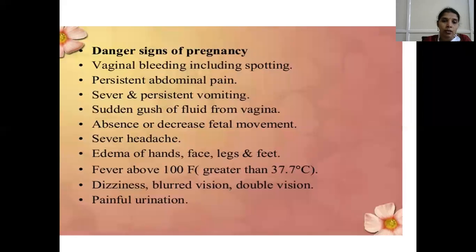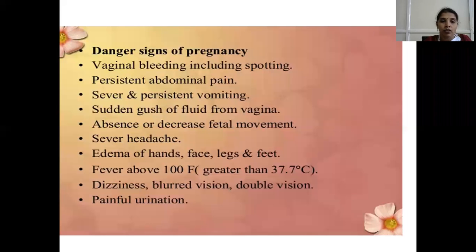Severe and persistent vomiting, hyperemesis gravidarum, is also one of the things to rule out any other abnormalities. Sudden gush of fluid from the vagina, to rule out premature rupture of membranes, which will give a preterm baby and prematurity, and it is a risk to the baby. Absence or decreased fetal movement, to rule out any stillbirth, any IUGR or any IUD, so that is also one of the dangerous signs.